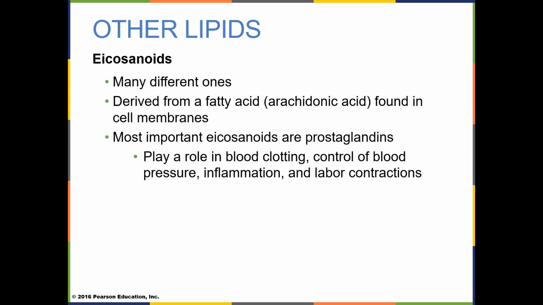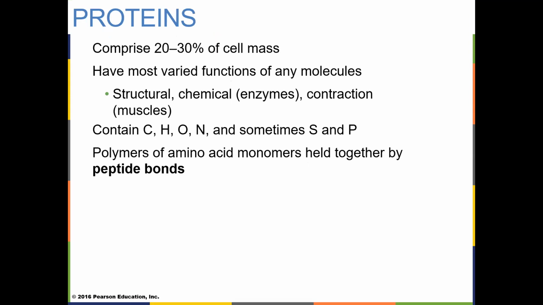Prostaglandins help to control that. Prostaglandins help with blood clotting and blood pressure, and even in labor contractions. All to a lesser extent here, but the prostaglandins are probably the best known of the eicosanoids. And that's the other category of lipids. So that leads us into proteins.